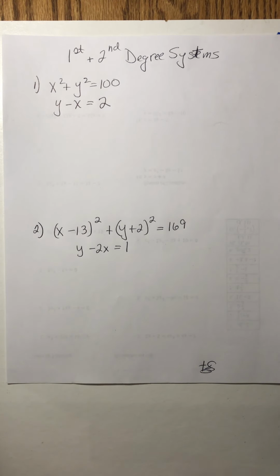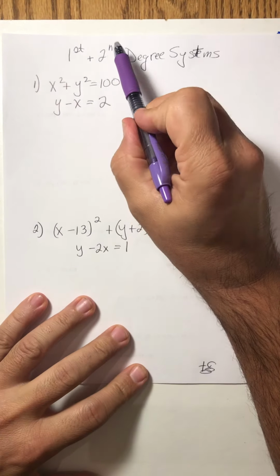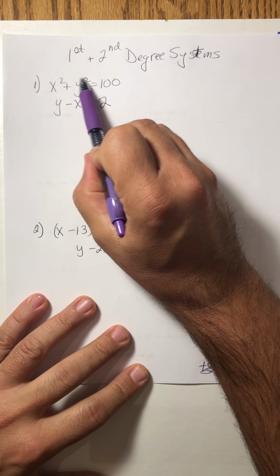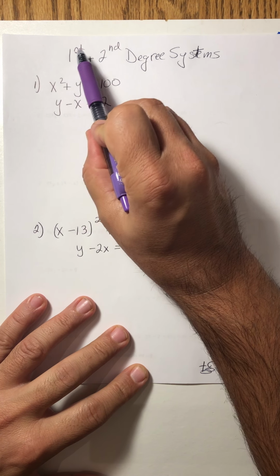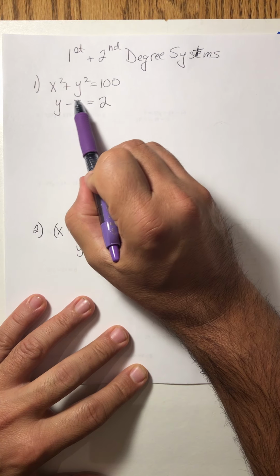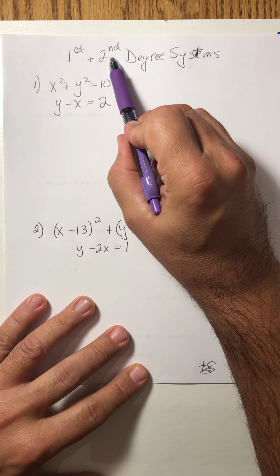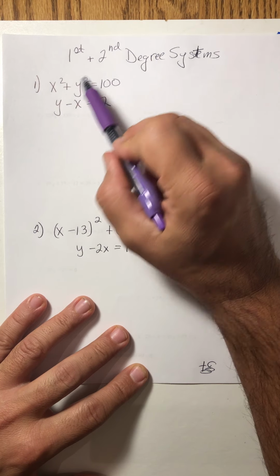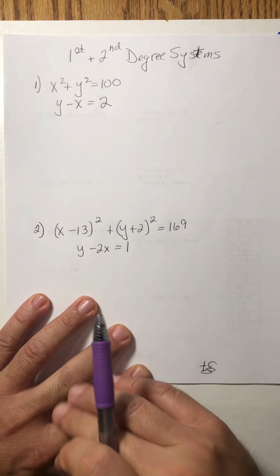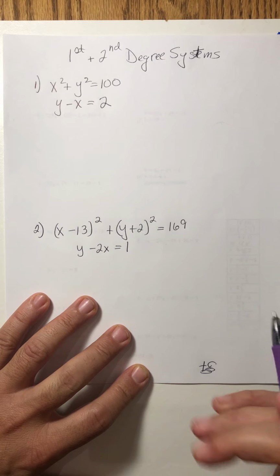All right, Algebra 2 fans. Today we're looking at first and second degree systems of equations. Remember, a second degree equation, the largest exponent that you see is a 2. First degree, largest exponent is a 1. So first degree, consider linear. Second degree, we can consider quadratics or circles, or ellipses or hyperbolas.